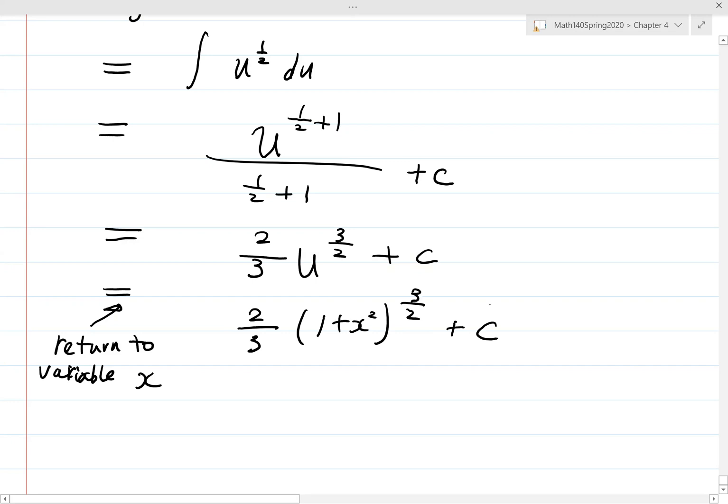You can check the answer by differentiating this.